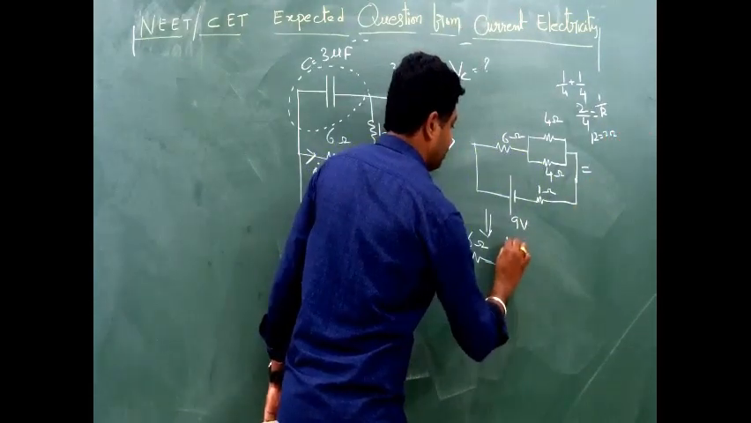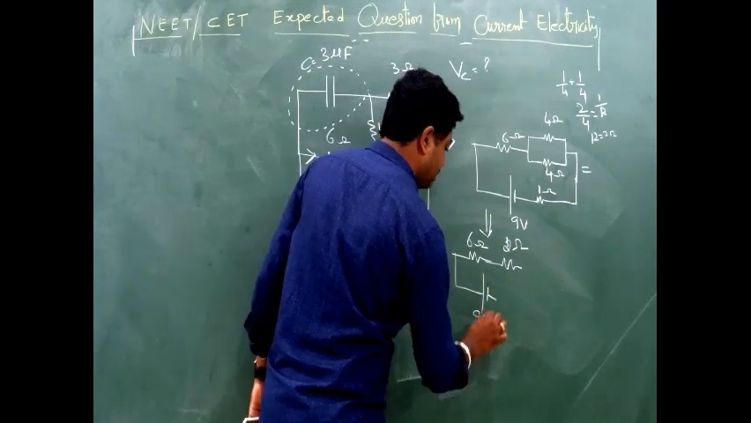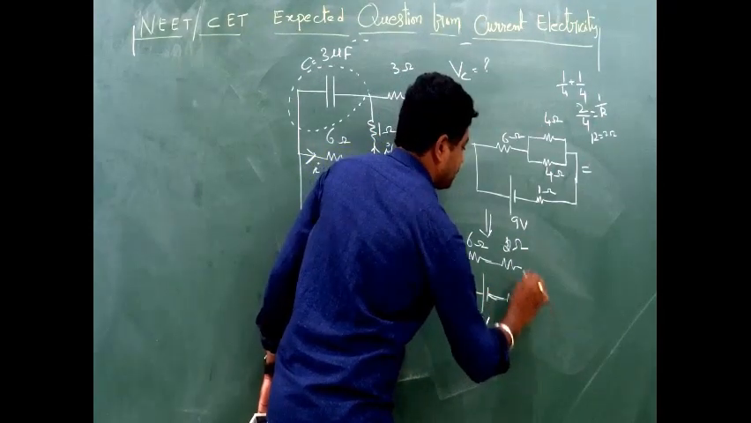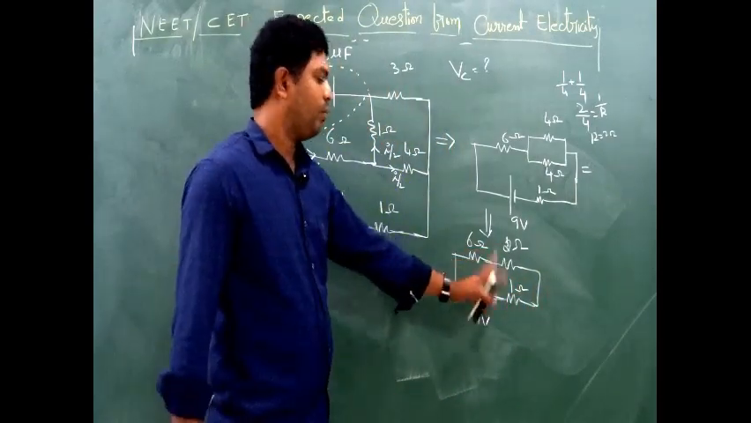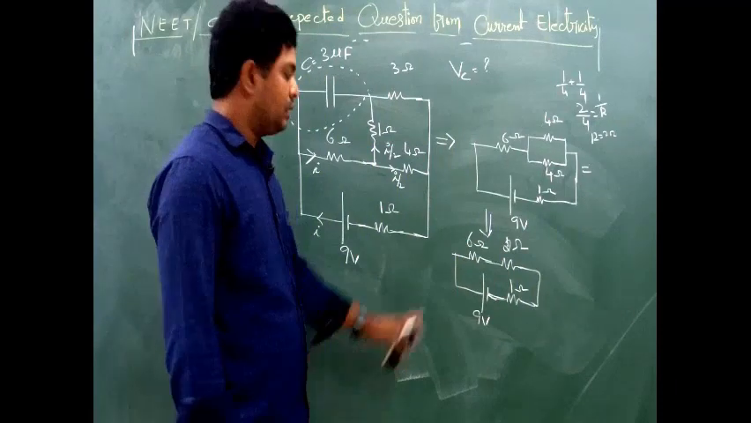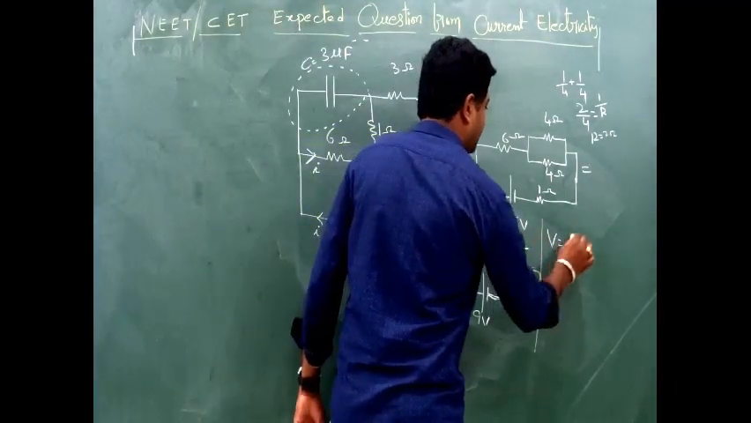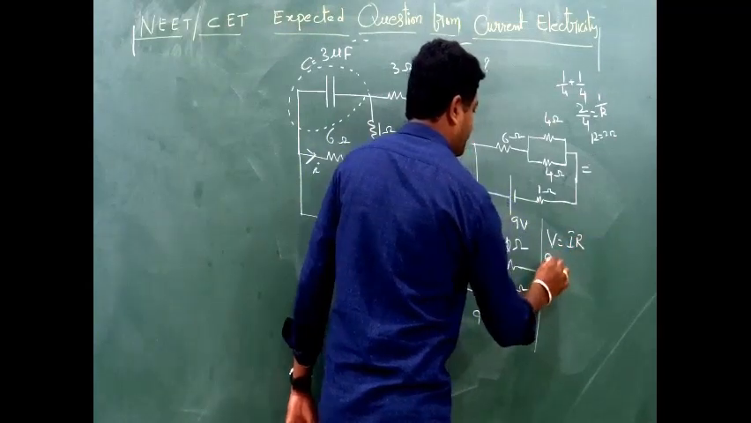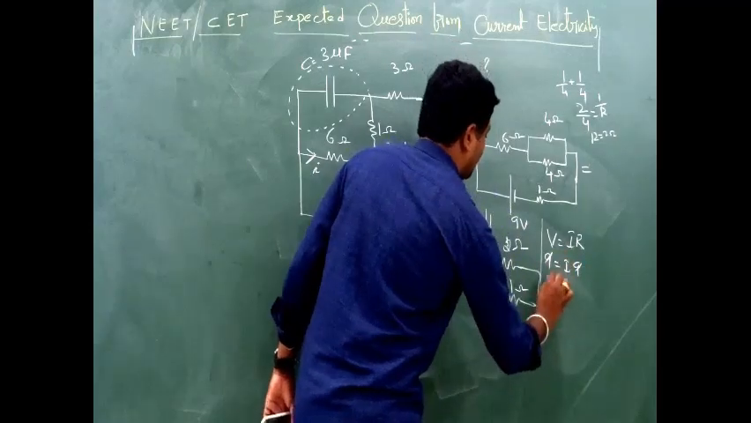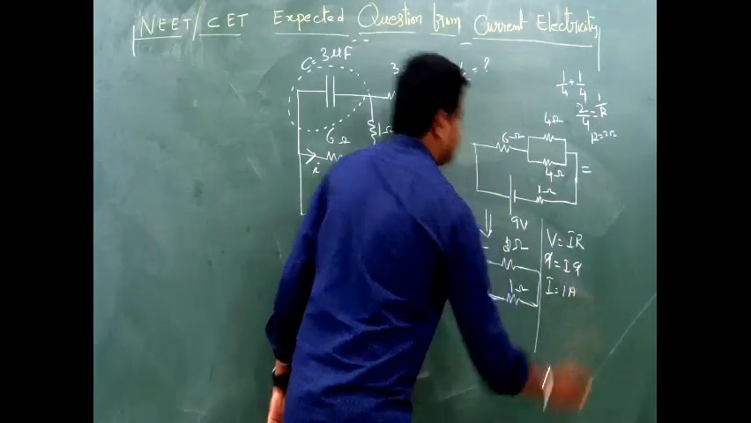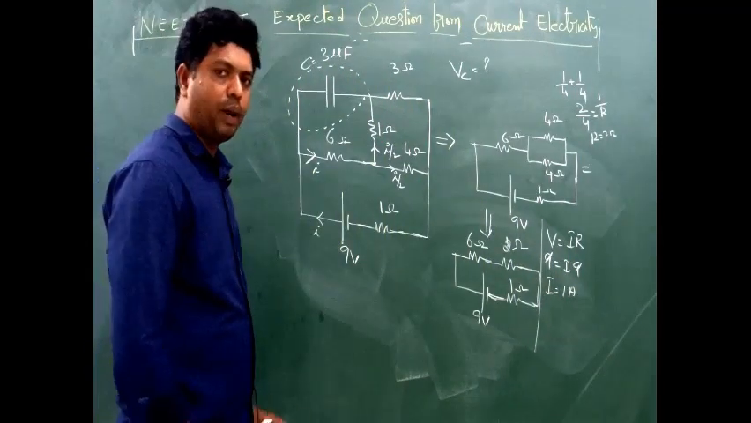Effective resistance becomes 2 ohm. It is connected with a battery of 9 volts and internal resistance of 1 ohm. So totally 6 ohm, 2 ohm, and 1 ohm are all in series: 6 plus 2 plus 1 is equal to 9. Then according to Ohm's law, V is equal to I into R. V is 9, I is unknown, R is 9. These cancel, so the current passing through this is equal to 1 amp.